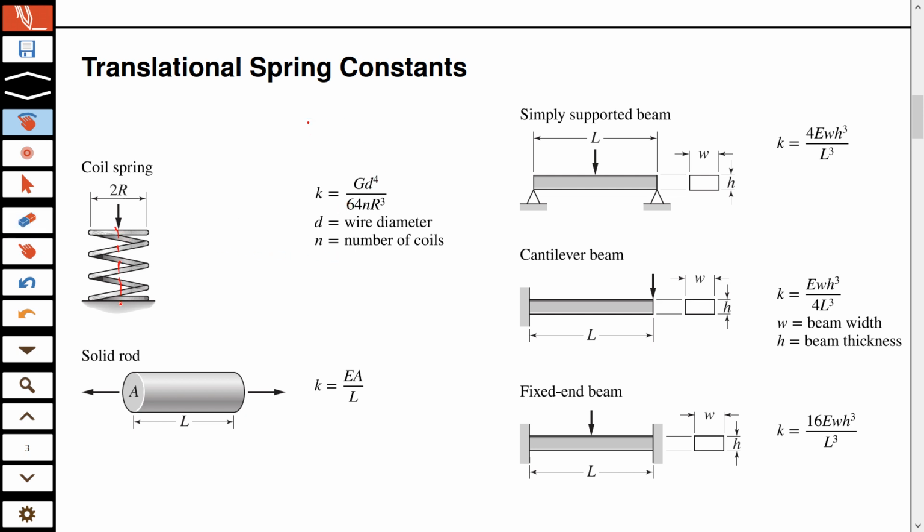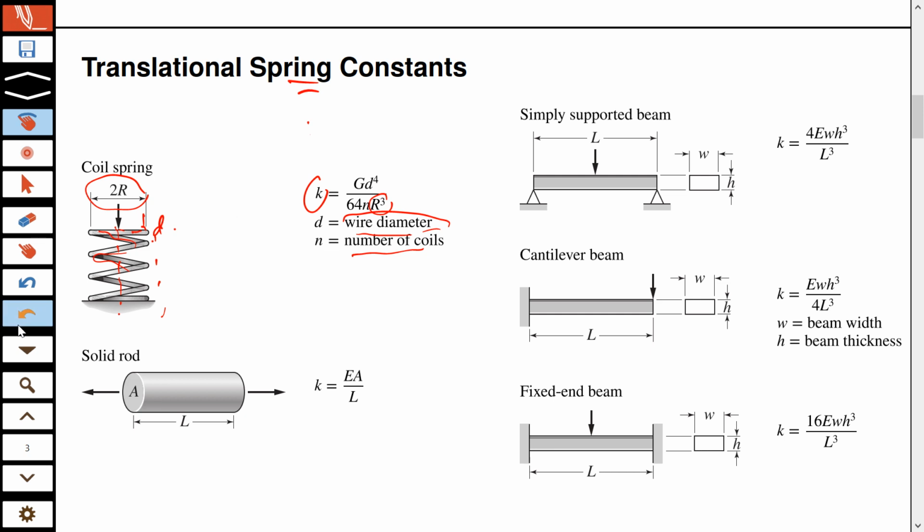So this is the central line and the diameter is 2r, which means r is the radius. So that r is here in the denominator, in the form of r cube. n is the number of coils, just like you have in an inductor, and the wire, which has been coiled, also has a diameter of its own. So that d also comes in here, and this is the expression for translational spring constant.